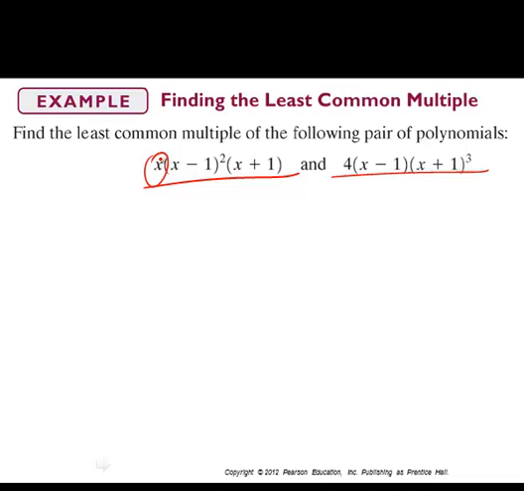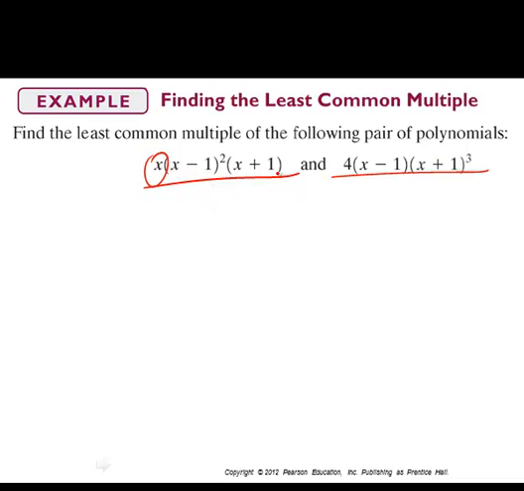First of all, let's look at x. There's one x in the first polynomial, and there aren't any in the second polynomial. So we know the LCM is going to have 1 x. Now let's take a look at x minus 1. There's two factors of x minus 1 in the first polynomial, one factor of x minus 1 in the second polynomial. Because the highest number of factors of x minus 1 that appear in either polynomial is 2, our LCM is going to have two factors of x minus 1.